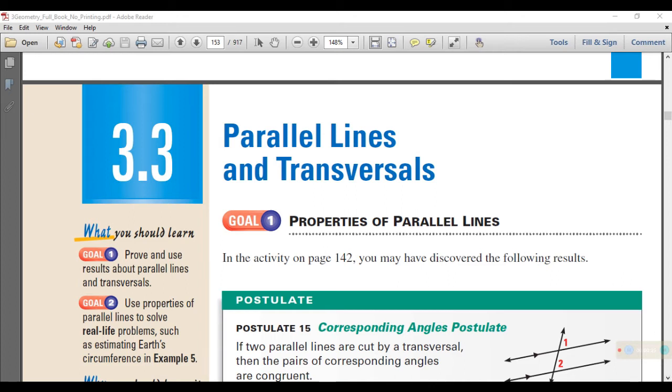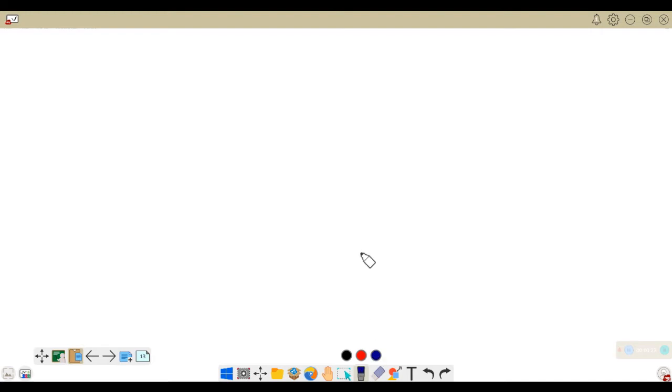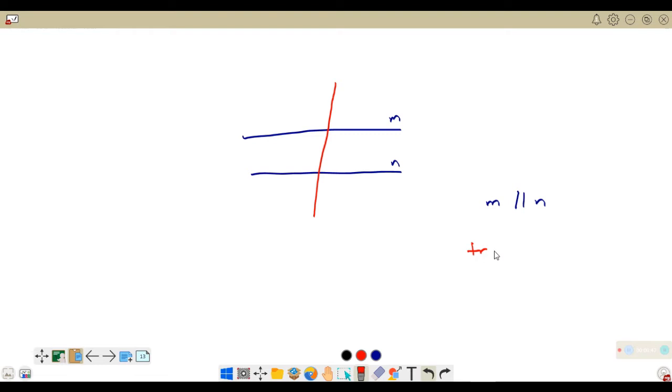Before, alam niyo na kung ano ang ibig sabihin ng transversal, di ba? Now, kung meron tayong dalawang parallel line, we have line M and line N. M is parallel with N. And then there is a transversal P. Makakabuo tayo ng mga special na angle pairs.